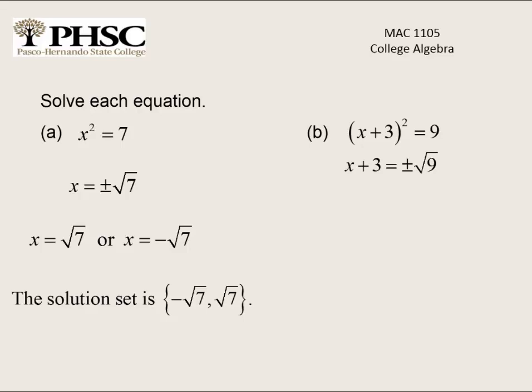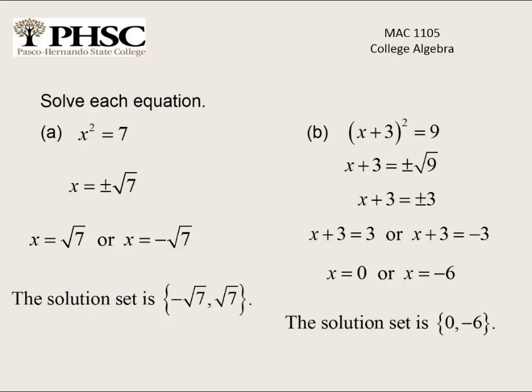And then we know that the square root of 9 is just 3, so then I end up with x plus 3 is equal to plus or minus 3. So now if I separate these two, I end up with x plus 3 equals 3 or x plus 3 equals negative 3. So I solve each one for x. So the first one, x equals 0 or x equals negative 6. So my solution set would be 0, negative 6.